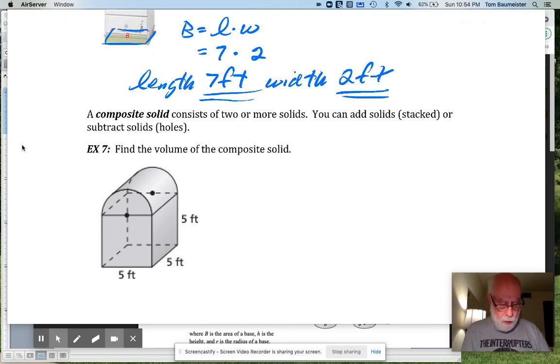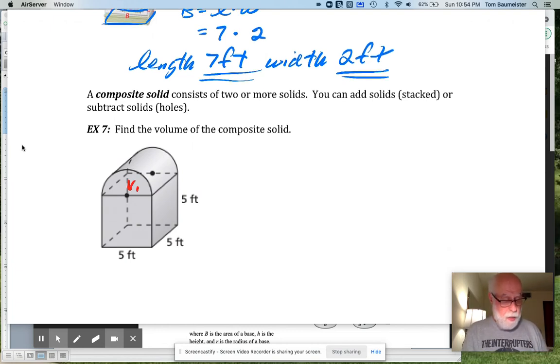So on this one here, what I did is I called one of them V1. So if you look at it, you have a half of a circle or a semicircle or half of a cylinder, right? And then you have that on top of a square. So I named the top one V1, and then I named the bottom one V2, all right? So we know that our V total will equal V sub 1 plus V sub 2.